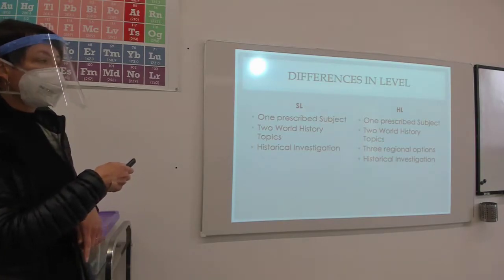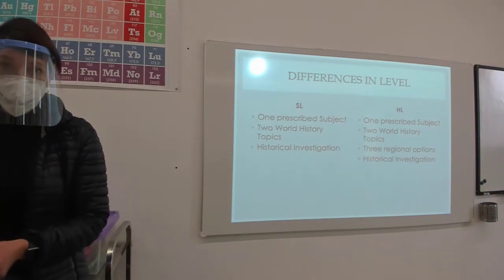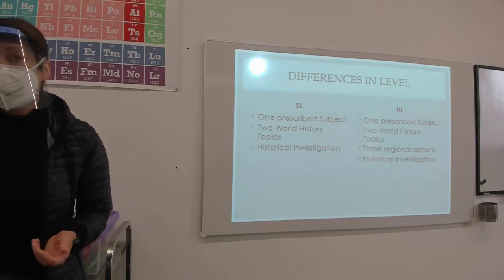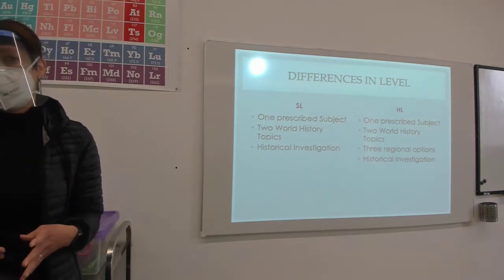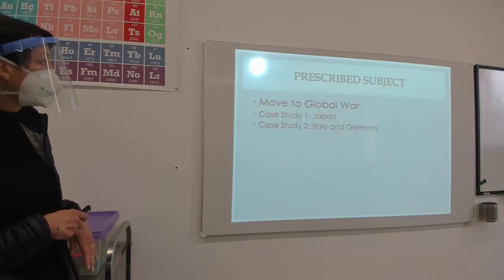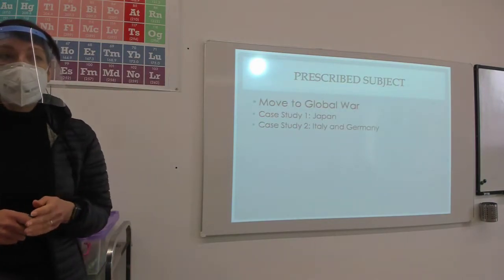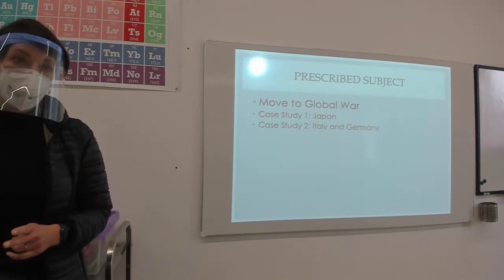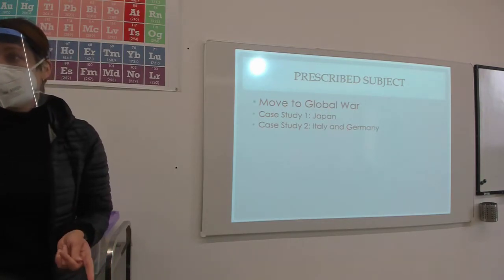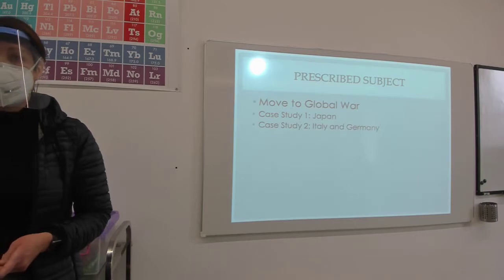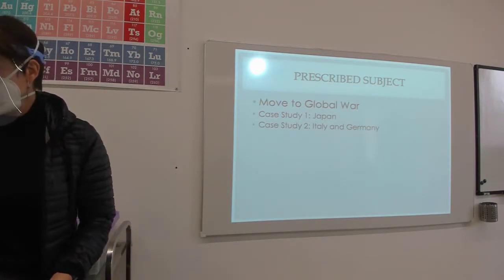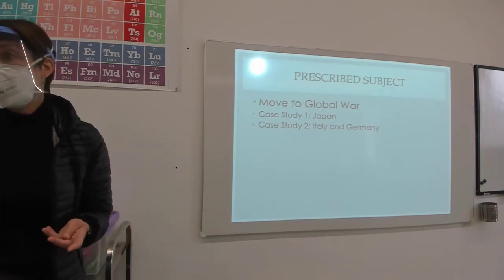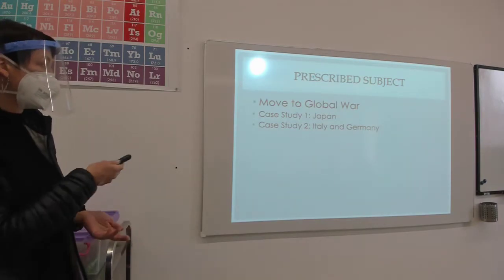So the difference between SL and HL is that you do an in-depth investigation of a topic in one of these regions, and it usually includes 50 years. So you kind of go really in-depth on a topic that's of interest to you. So Move to Global War includes two case studies, and this is at the end of World War I up to World War II. And the first case study is Japan, and the second case study is comparative of Italy and Germany. And all of this is about the growth of fascism and how do leaders and ideologies cause war. And so it's an exploration of that.